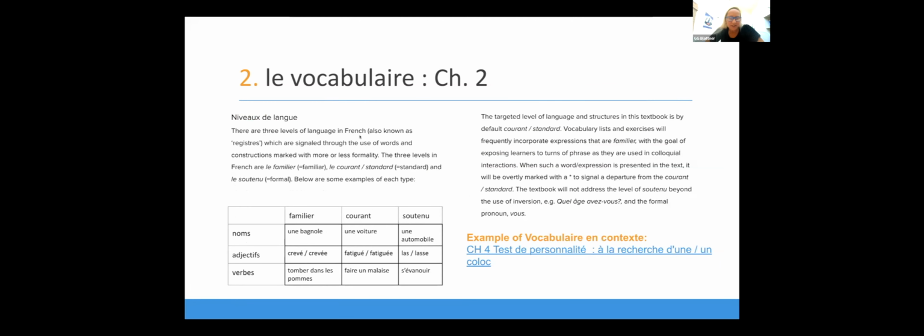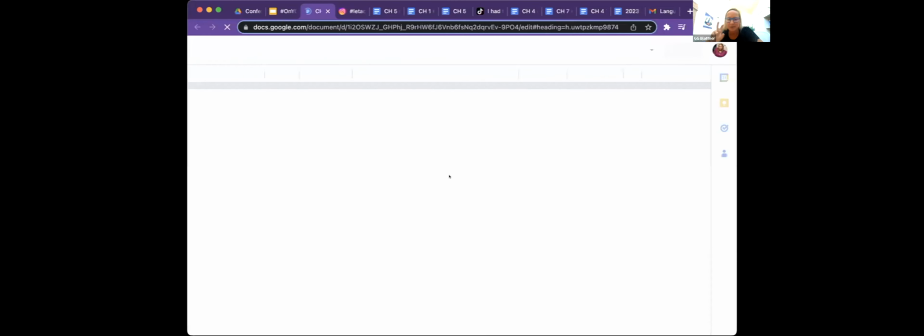So another element that is closely linked to the vocabulary is the fact that we introduce registers. I believe I mentioned that this is a first-year textbook. So very early on in the linguistic development of our learners. So we do that in a way that is extremely contextualized. We really wanted to expose them to a variety of registers, and especially the registre familier. And Amanda is just going to click on a test de personnalité.